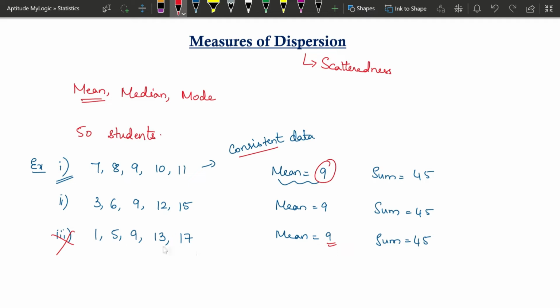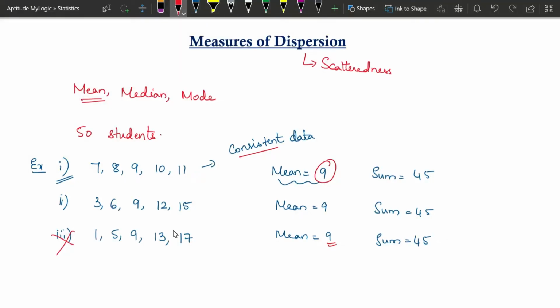type of data because it is inconsistent, or we can also say it is heterogeneous data, means it has a mixture of all types of values, a very low value and a very high value and middle values also. With that we cannot come to some conclusions, very serious conclusions we cannot take with such data.